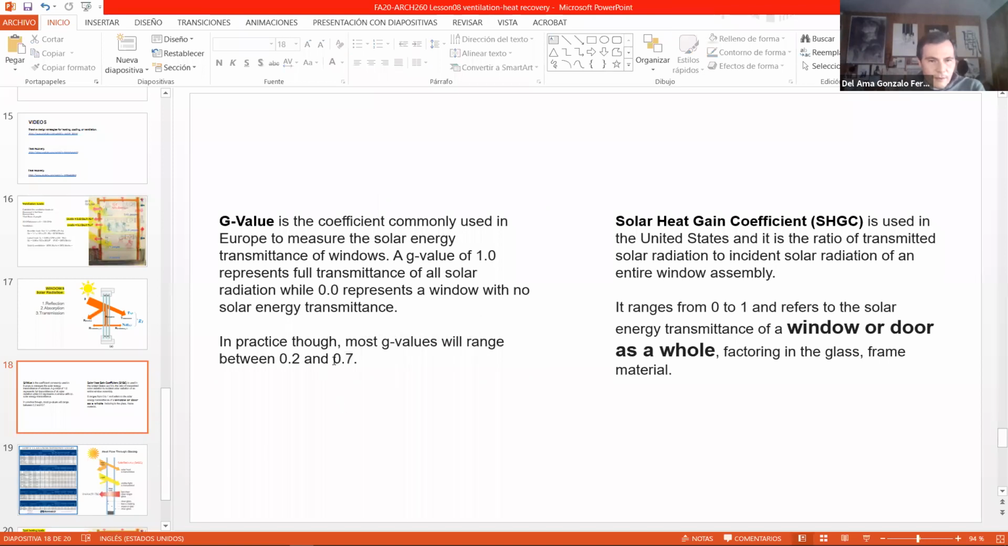So I can decide, or first I want to decide, what kind of windows or what kind of glass I want to use, something close to 0.2 or something close to 0.7. Well, it depends on where we are.